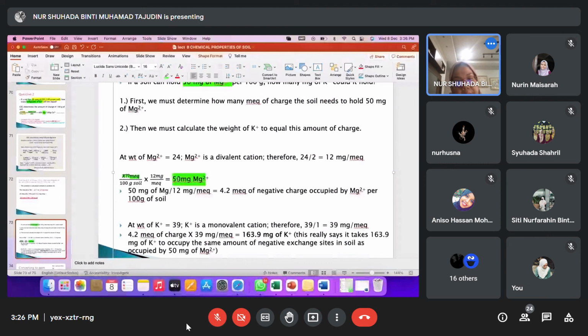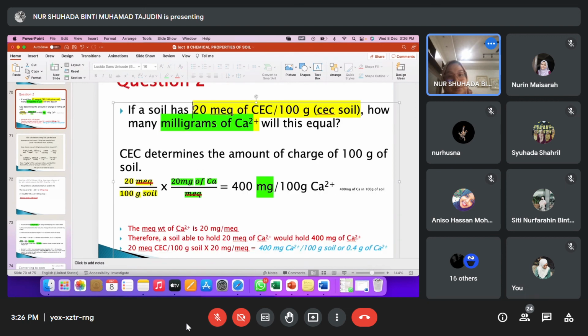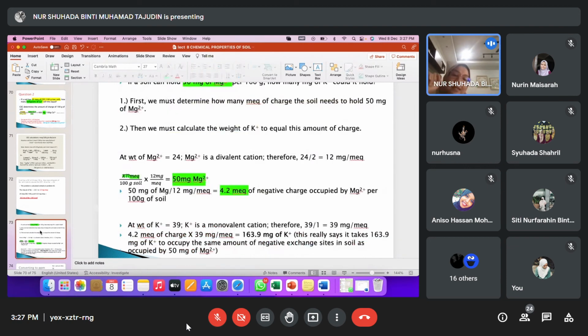It is reversed. So this is what we want. In the first question, I gave you the MEQ. I did not give this, but now I give you this, but I did not give you the MEQ. Clear? So first thing first, we need to determine the MEQ of the soil, the value of the CEC. Now here we know that the CEC of the soil is 4.2 MEQ over 100 gram of soil.